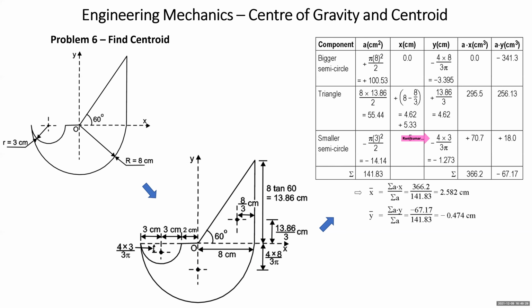X bar is summation ax upon summation a. Y bar is summation ay upon summation a. X bar comes out to be positive. Y bar comes out to be negative. That means x bar and y bar are x and y coordinates of centroid of this plane area. X coordinate of centroid is measured right of y axis. Y coordinate is measured below x axis.